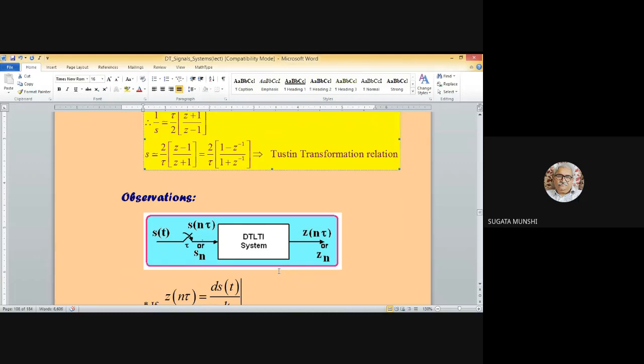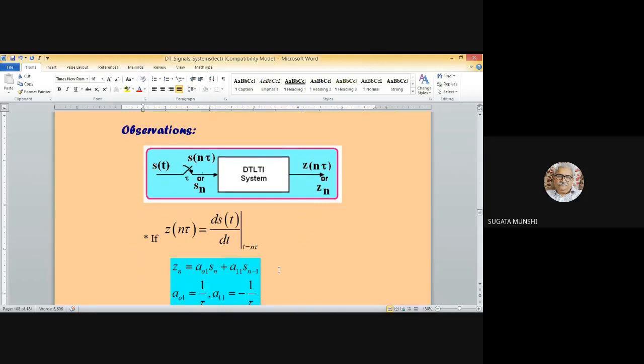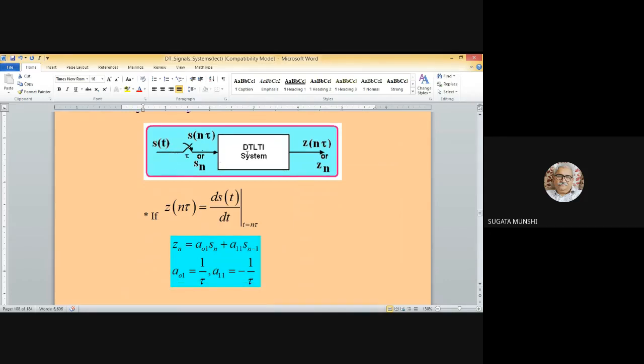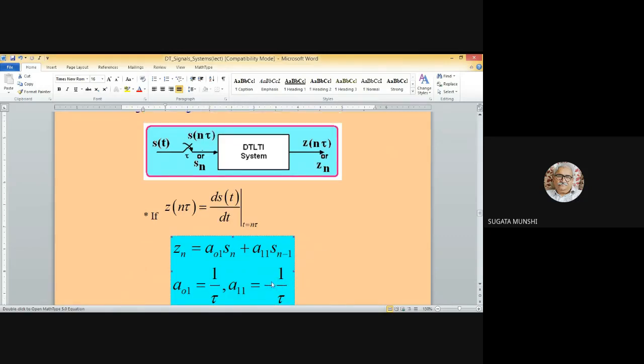Now, I will consider a few cases. If the nature of the DT-LTI system is such that it performs first order differentiation of s(t) at the sampling instant, then what will be the relation between z[n] and s[n]? You know that z[n] and s[n] will be related through this difference equation, where a01 is 1 by tau and a11 is minus 1 by tau. That we have already seen.